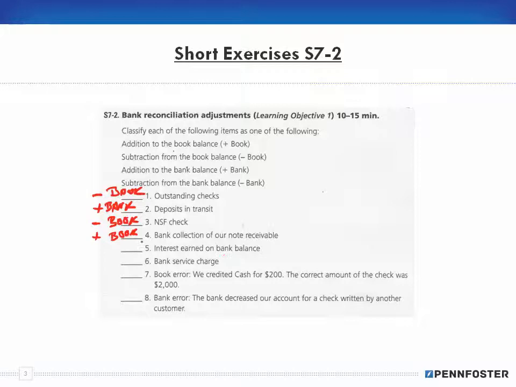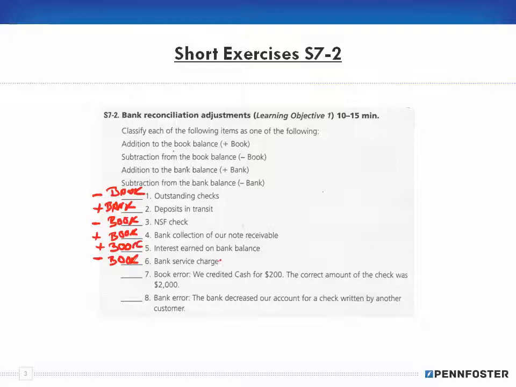Interest earned on a bank balance, again, that's in addition to the book. And generally it's highly unlikely you're going to know exactly to the penny what that balance is going to be. All right, so you're generally going to have to look at your bank statement, see what the interest earned is, and add that to your check register. Okay, same with a bank service charge. That's going to be a subtraction from your check register, from your book.